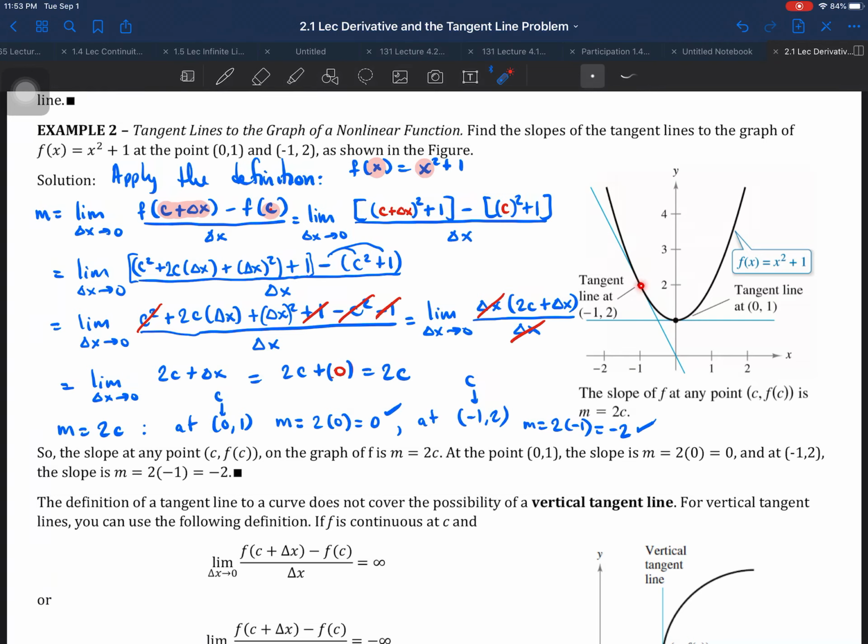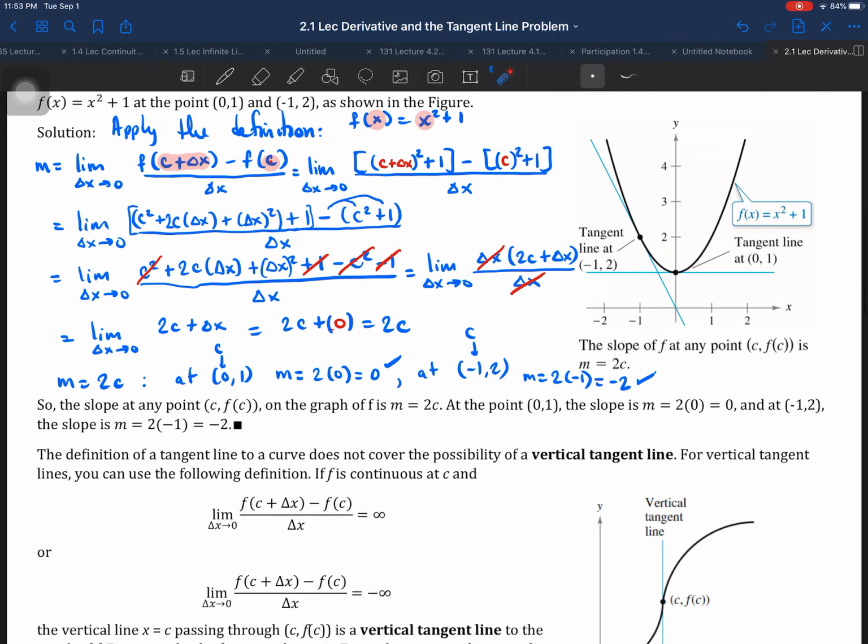What about that point? Well, at that point, the x value is -1, so we're going to replace c with -1, and that gives us -2. And it kind of makes sense if you guys think about it. This tangent line has a slope of -2. We can see how we can go from rise -2, run 1, right? So that's negative slope. All right, so I hope that kind of makes sense.